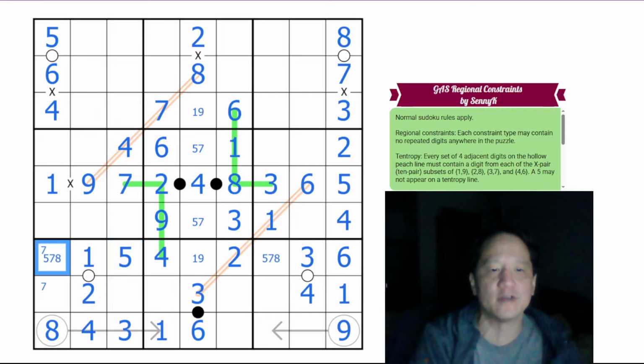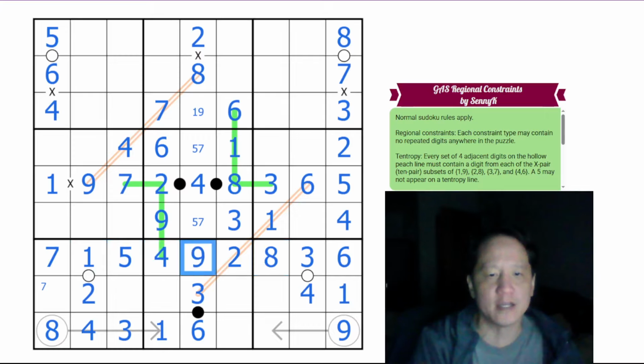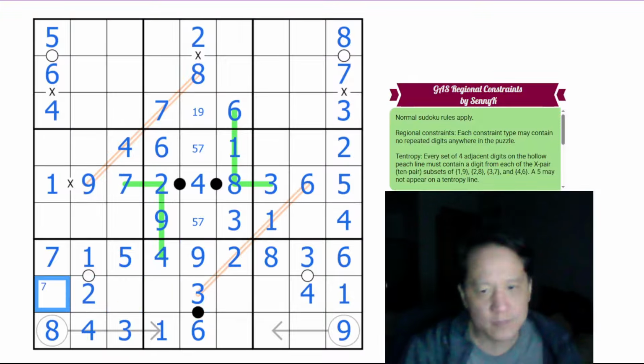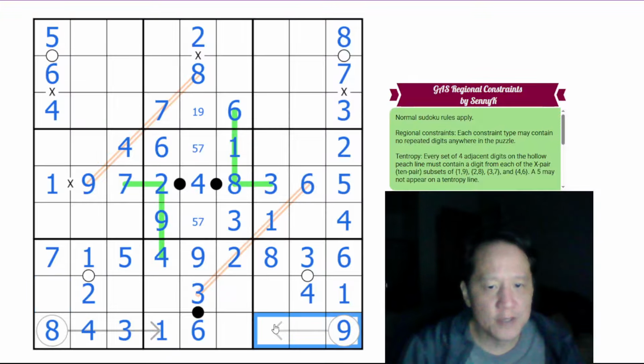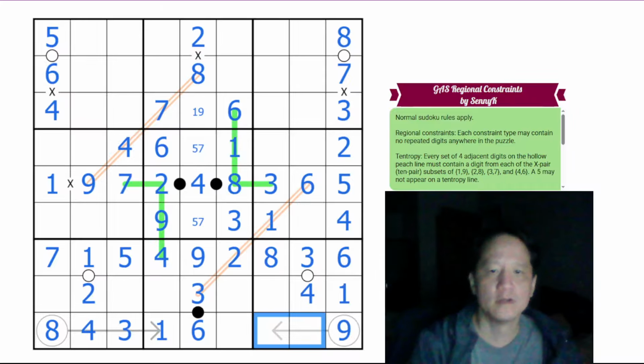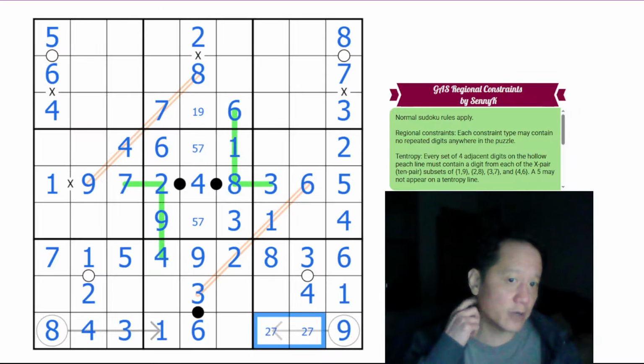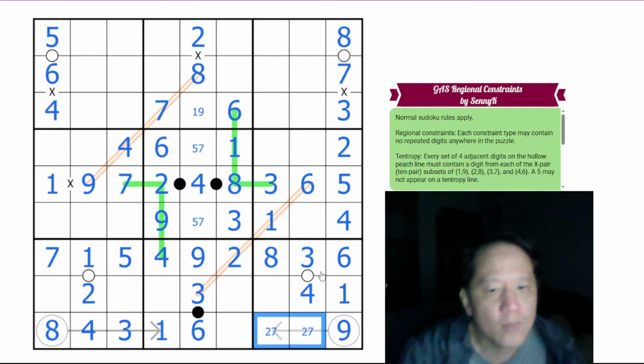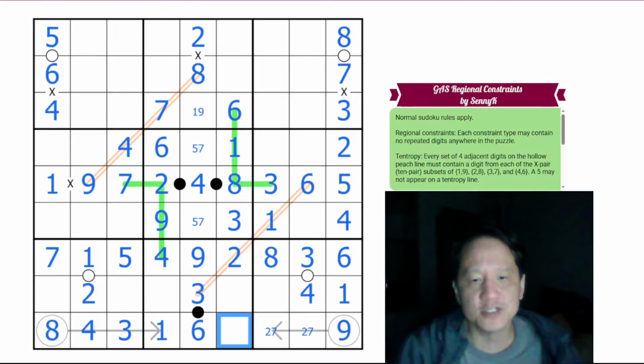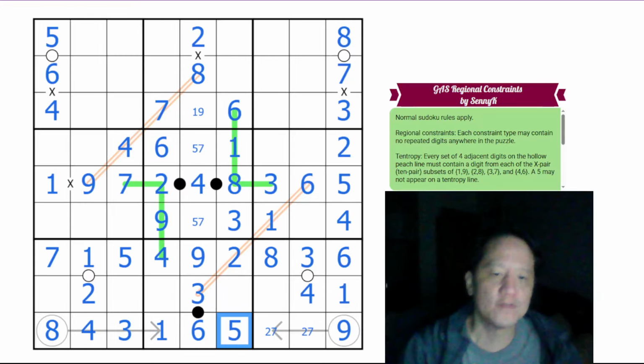This can't be 5 or 8. It's 7. That eliminates 5 or 7 here, so that's 8. 1 eliminates 1 here, so that's 9. This cannot be 1, 8 adding up to 9, or 3, 6, or 4, 5, so it's 2 and 7. So we have a 2, 7 pair here. That means the remaining digit in row 9 is a 5.